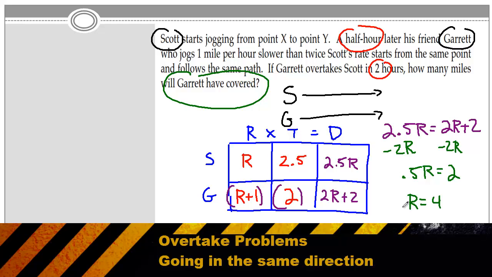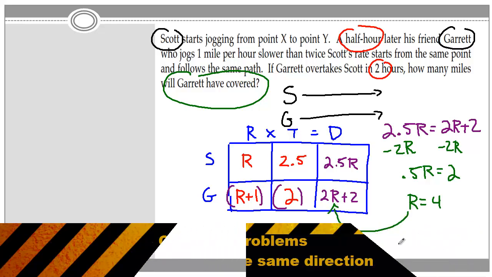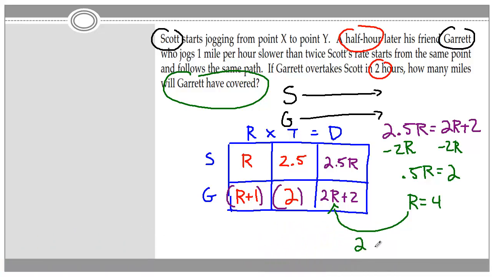And we could just plug our r into Garrett's distance equation. So Garrett's distance will be equal to 2 times a rate of 4 plus 2. So both Garrett and Scott each have a total distance of 10.